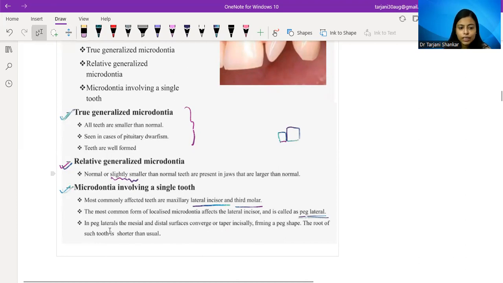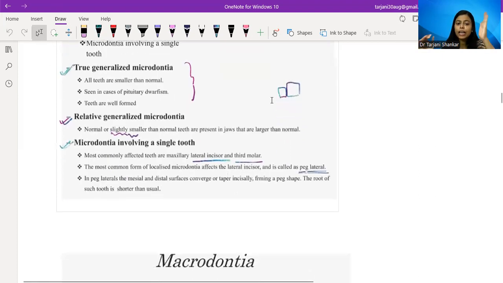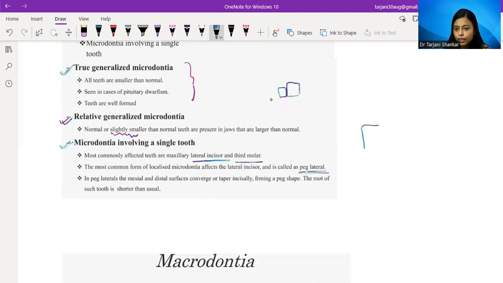Now, in peg lateral, the mesial and the distal surface converge or taper incisally, forming a peg shape. I hope you can see in the picture here, right? Both the mesial and the distal surface. The normal anatomy of the tooth, you can have it in this form, right? Just let me make it clear. If I want to draw the normal anatomy of the tooth, it will look like this, isn't it? This is how a normal lateral incisor should look, correct?